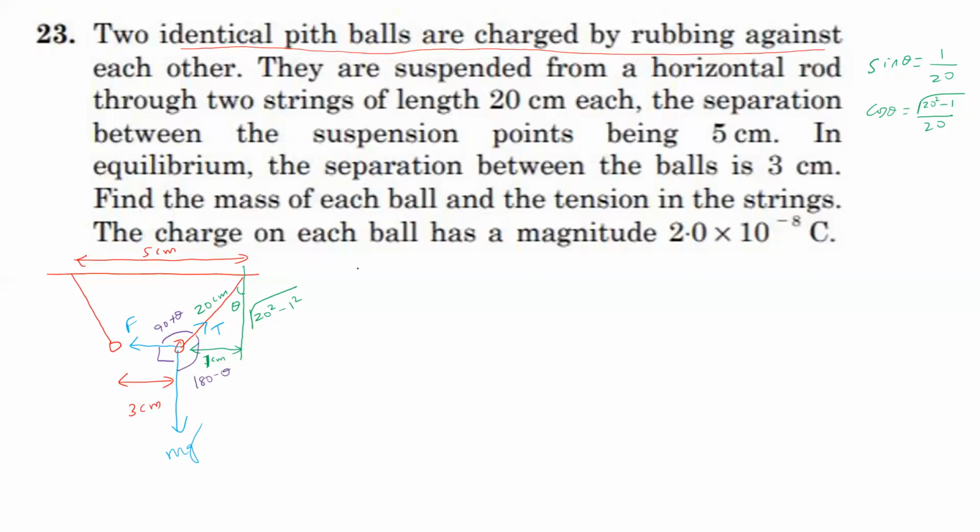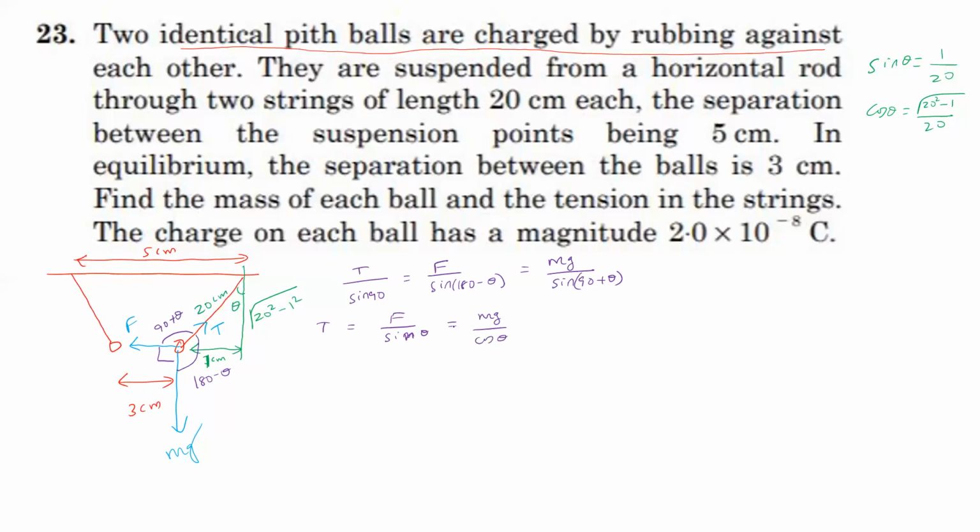Now by taking Lami's theorem, T by sin 90 is equal to F by sin(180 minus theta), which is equal to mg divided by sin(90 plus theta). So from Lami's theorem we can get T is equal to F divided by sin theta, is equal to mg by cos theta.